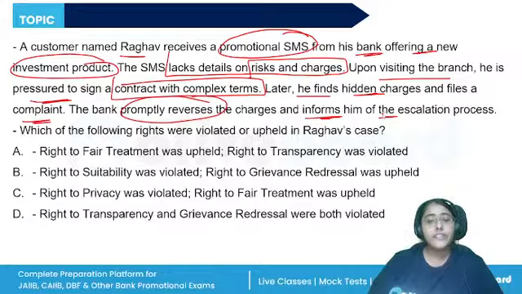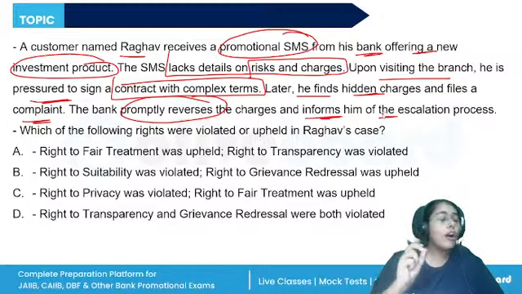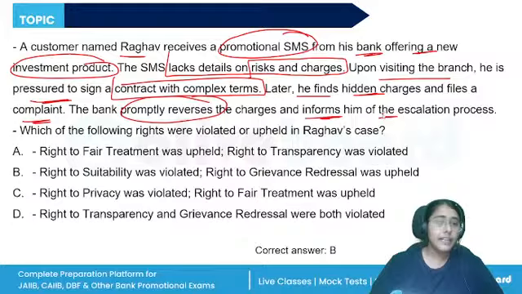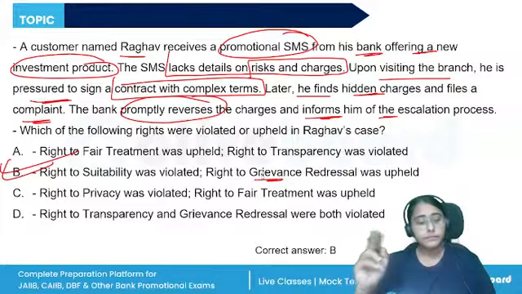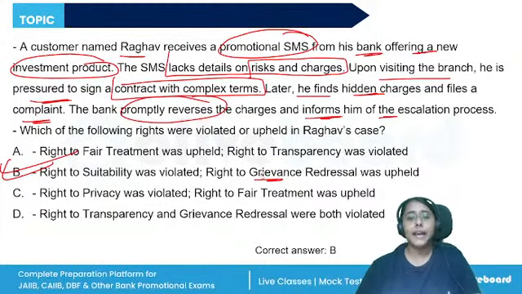The right to fair treatment was upheld, transparency was violated, right to suitability was violated, grievance redressal was upheld, right to privacy was violated, fair treatment was upheld, right to transparency and grievances were both violated. So here, wrong or incomplete information was given, but the grievance redressal was upheld. So the right to suitability was violated, but the problem was resolved by the bank.